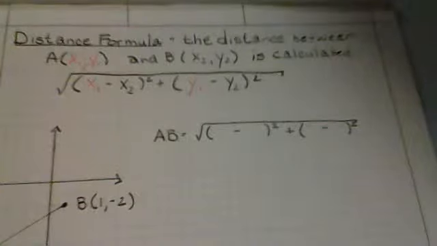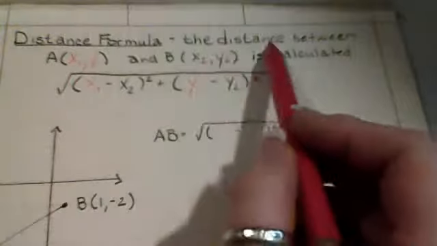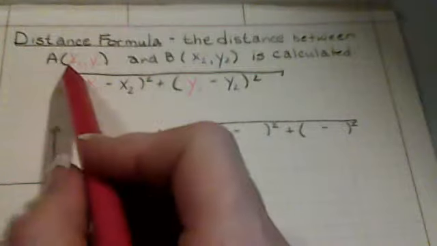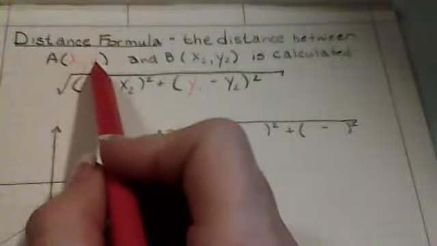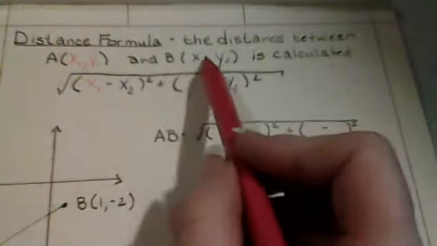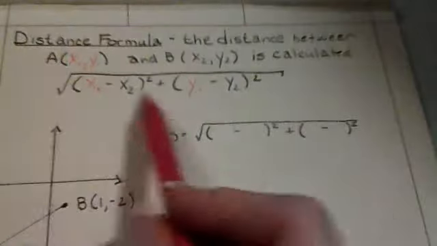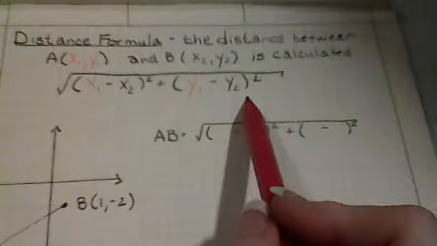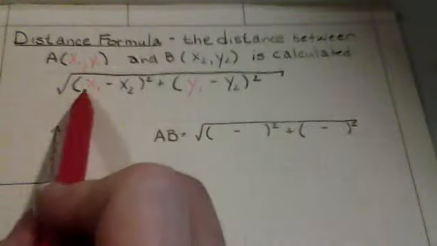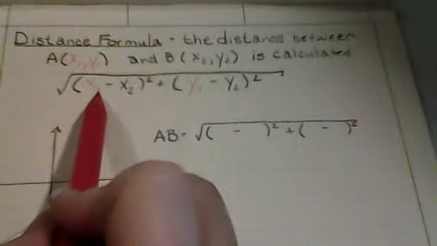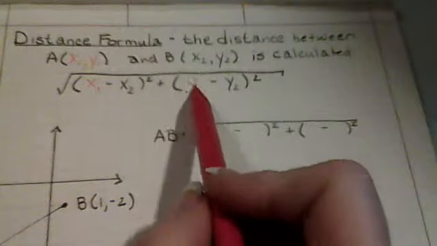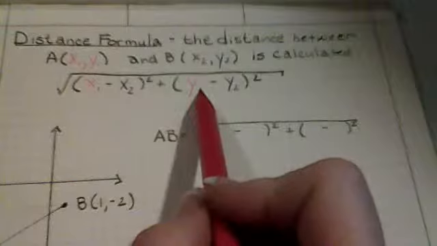Let's take a minute and go over the distance formula again. Remember, the distance between point A, which we're going to represent with x sub 1, y sub 1, and point B, which we're going to represent with x sub 2, y sub 2, is calculated using this formula right here. And I color-coded it so that you could see that I'm putting x sub 1, the first x value, here, and the y value that corresponds with it here.